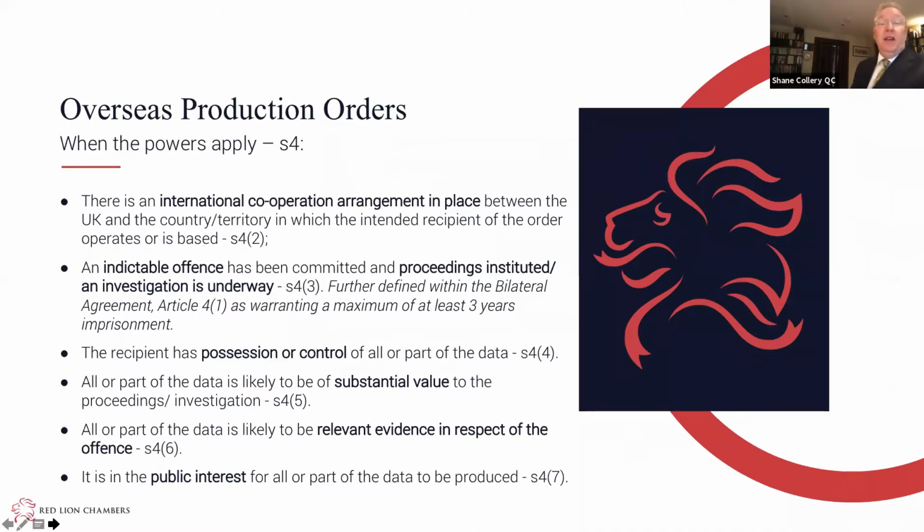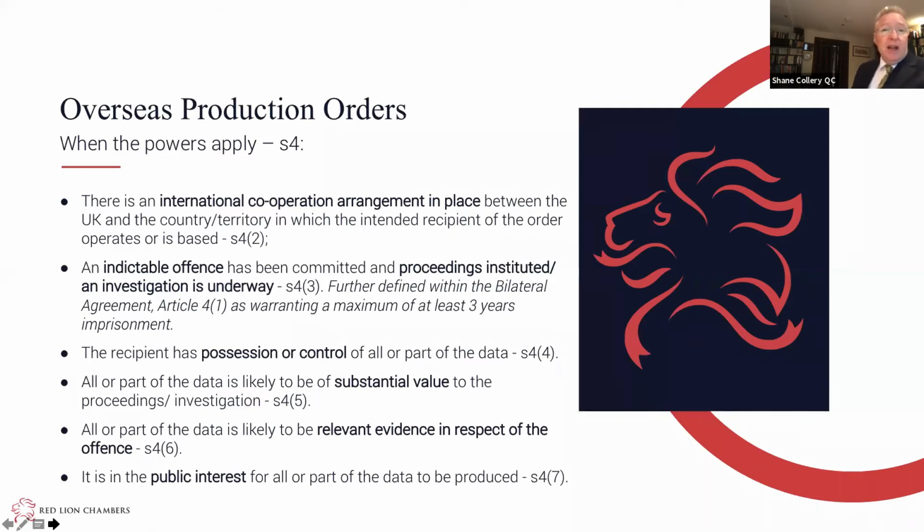Section 4 of the Act is perhaps at the heart of it. It provides that the order in the United Kingdom, if we're applying for it, is available if firstly, there is an international cooperation arrangement in place between the UK and the country or territory in which the intended recipient of the order operates or is based. Secondly, an indictable offence has been committed and proceedings instituted or an investigation is underway. Further, that's defined within the US-UK bilateral agreement at Article 4(1)(14) as serious crime warranting a maximum term of at least 3 years imprisonment. So as you can see, that removes some regulatory offences from being covered automatically.